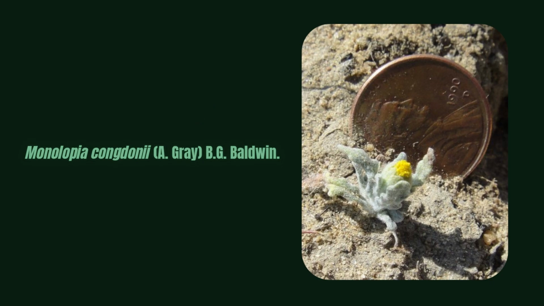In 1897, Edward L. Greene reassigned the species to the genus Lembertia, where it became known as Lembertia congdonii. In 1999, Bruce G. Baldwin later reassigned the species to the genus Monolopia. Other scientific classifications also include the name Eremonella congdonii.